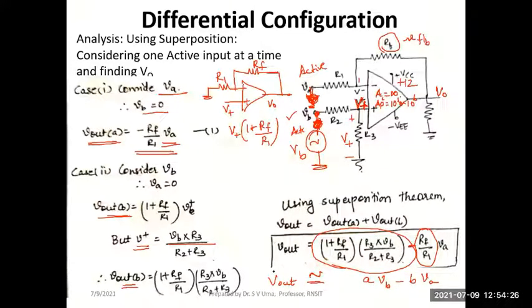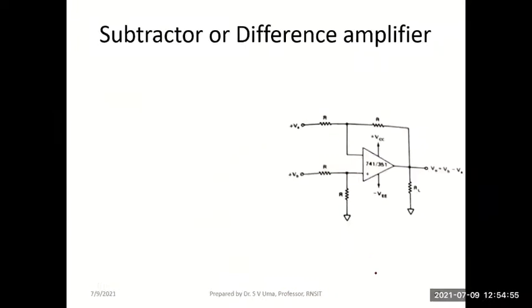And the final output voltage expression is a scaled difference between the input signals, A times VB minus B times VA. Remember, always the signal which is connected to the positive or non-inverting terminal should be taken as positive. The one connected to the inverting terminal should be taken as negative. Is this clear? So this is the expression for output voltage of a difference amplifier.